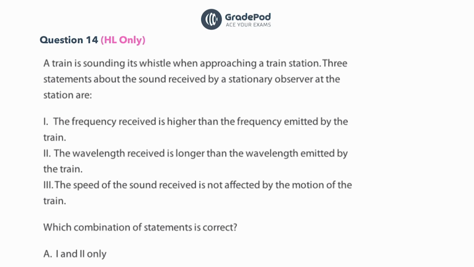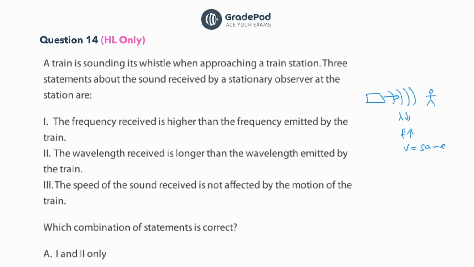Question 14. A train is sounding its whistle when approaching a train station. 3 statements about the sound received by the stationary observer at the station are. Okay, let's just draw this quickly before we look at these statements. We've got a train approaching an observer. It's releasing some waves, but it's going to bunch up because it's going to catch up with those waves. So we expect the wavelength to decrease, the frequency to increase, and the speed always stays the same with the Doppler effect.